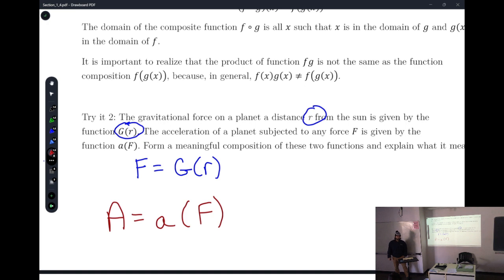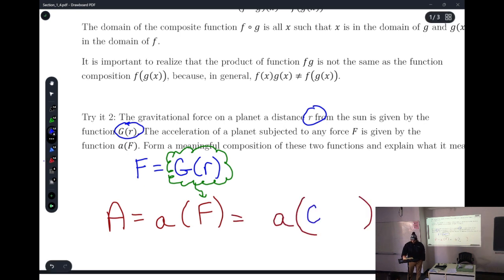Now where's the inception, or where's the dream within a dream, based on those two things? There's an inception that needs to happen now. This green thing goes right into there, and we're left with equals little a of g of r. So your total acceleration is based on radius, actually, because your gravity force is based on radius. It's kind of not very practical.